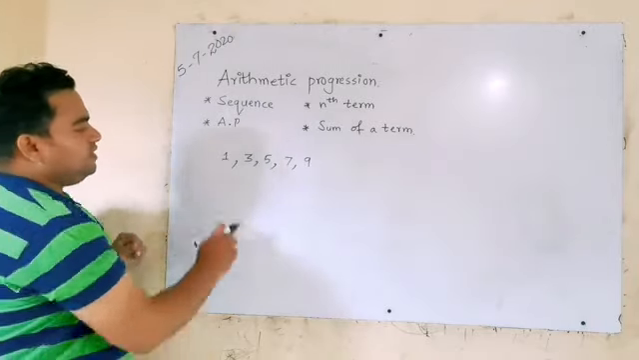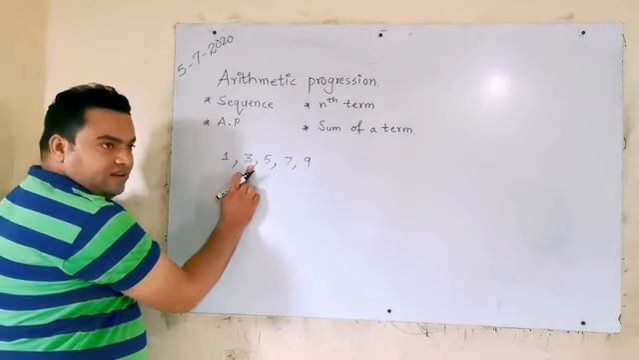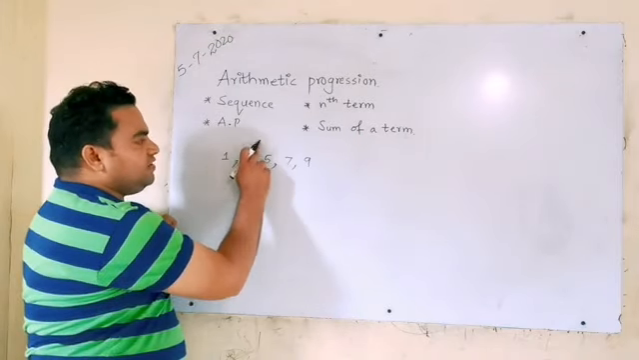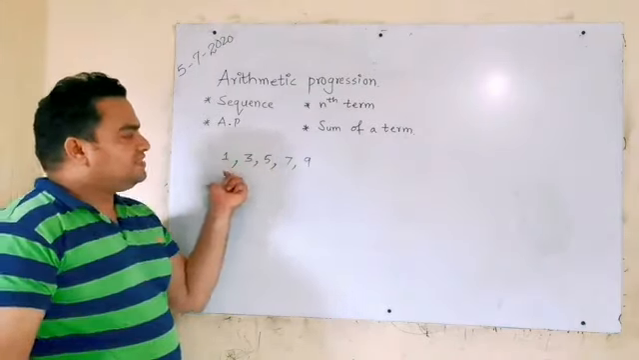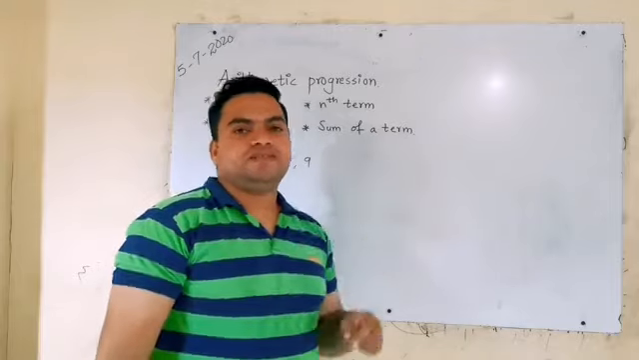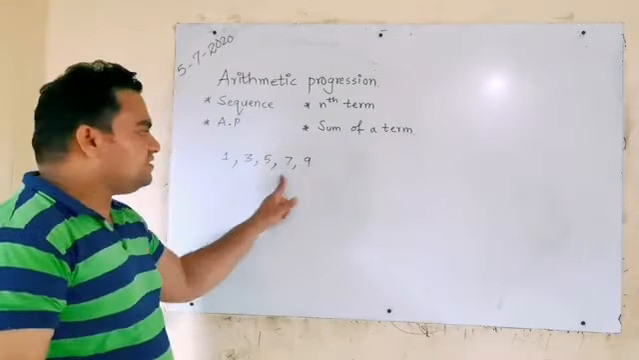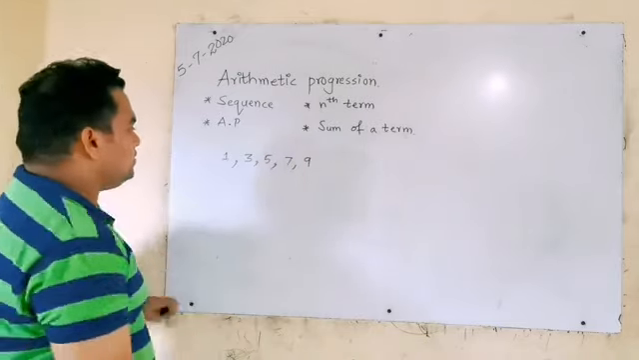Can we say that directly after 1 the 3 will come? No, it means after 1 comes 2, then 3, then 4, then 5. It means this sequence must have some difference. So what is the difference? Now I will explain to you. This is a sequence.